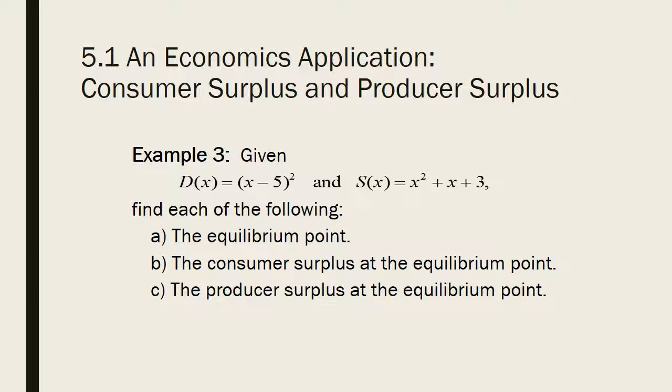All right, now let's give this one a try. You're going to be doing the same thing we've been practicing, except before you do the two surpluses, you're going to find the equilibrium point. That's going to give you the x that you need for parts B and C, and the P. It's going to give you the x and y point that you're going to need to use in B and C. So pause the recording, give this a try, and resume to check your answer.